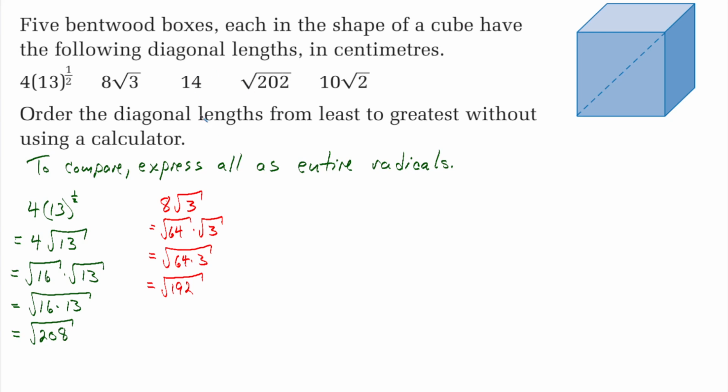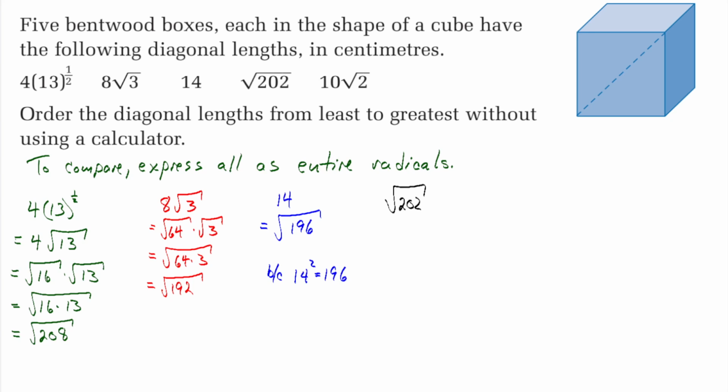Okay, 14. 14 is mercifully easy. If I want to write 14 as a radical, well, 14 squared is 196. So 14 is the square root of 196. Okay, so once again, because 14 squared equals 196, I can do that. Square root of 202, I don't have to do anything with. That's quite thoughtful of them. So the square root of 202 is the square root of 202.